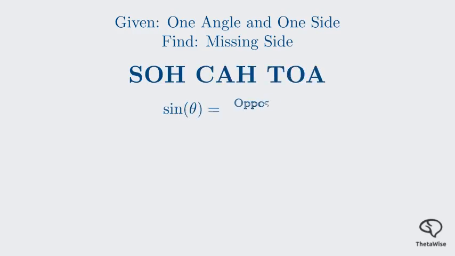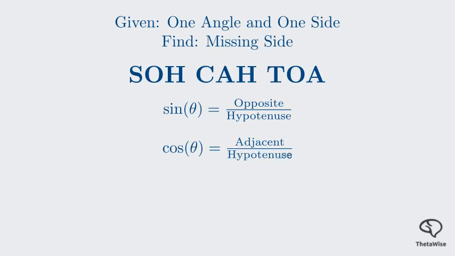Sine of the angle is the opposite side, divided by the hypotenuse. Cosine of the angle is the adjacent side, divided by the hypotenuse. And tangent of the angle is the opposite side, divided by the adjacent side.